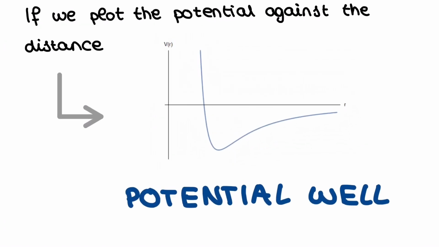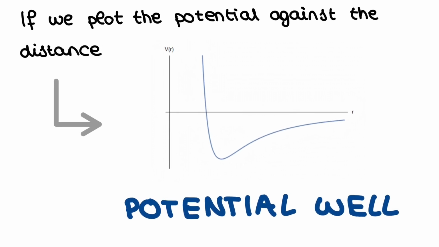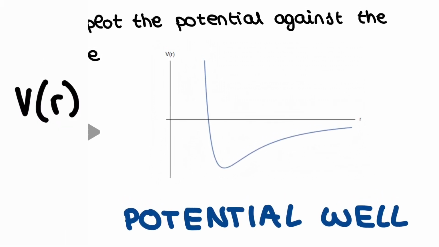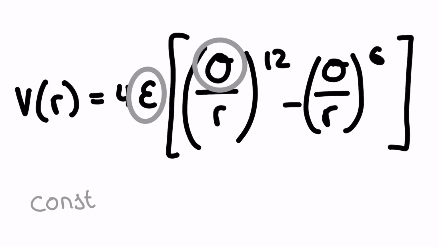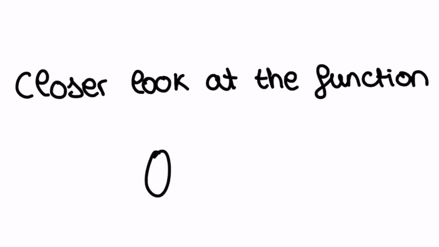If we plot the potential against distance, the graph takes the shape of a well, which is often called a potential well. The other two quantities in the equation, epsilon and sigma, are constants that depend on the type of particles we are describing. Now let's take a closer look at the function. Remember, we said that the potential describes the result of the attraction and repulsion between molecules, so these two terms correspond to the two directions of force.